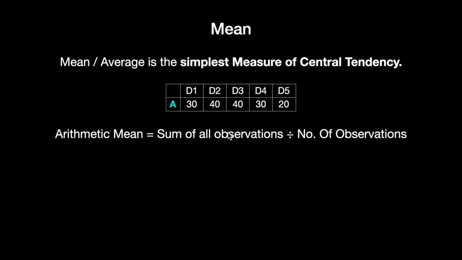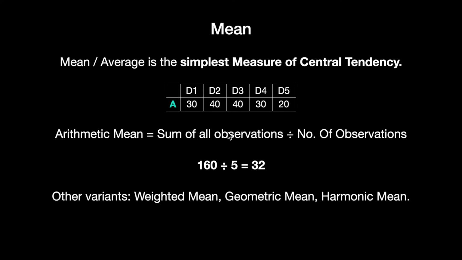In our case, we've taken location A as an example. It has a total of 5 observations. So you basically add up your entire observation, which would be 30 plus 40 plus 40 plus 30 plus 20, and that gives you a total of 160. And because there are 5 observations, you divide your total. That gives us an average of 32. In other words, what that means is your average temperature over a span of 5 days is 32 degrees.